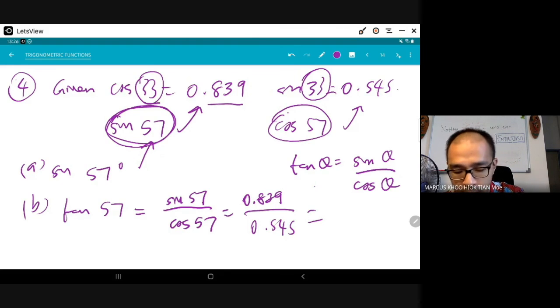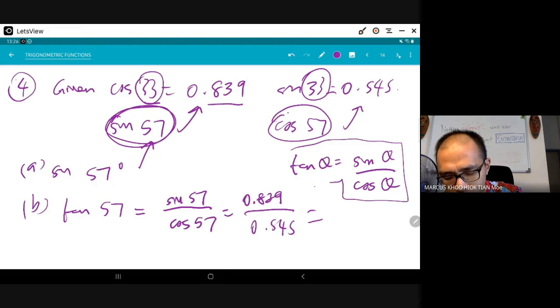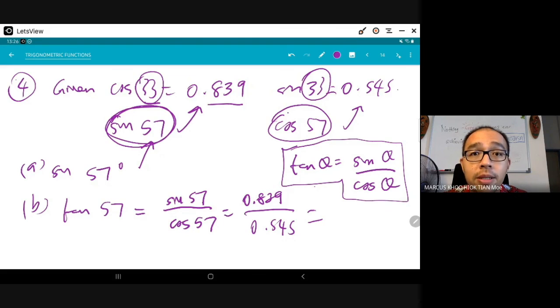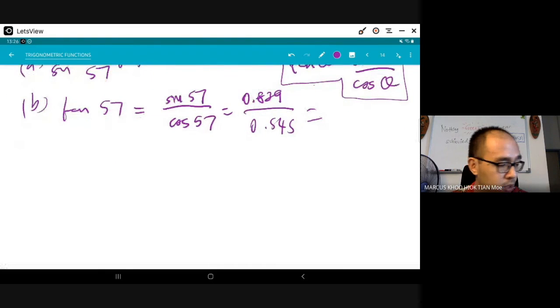So this is a formula that you will see a lot in this chapter. Actually it should have been taught to you since Form 3. When you learn trigonometry in Form 3, you should know this already. But if you don't, I just remind you.